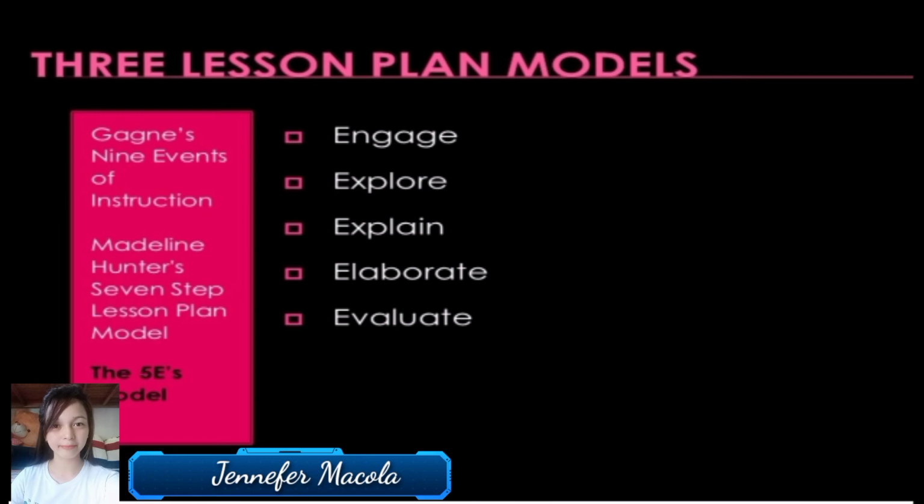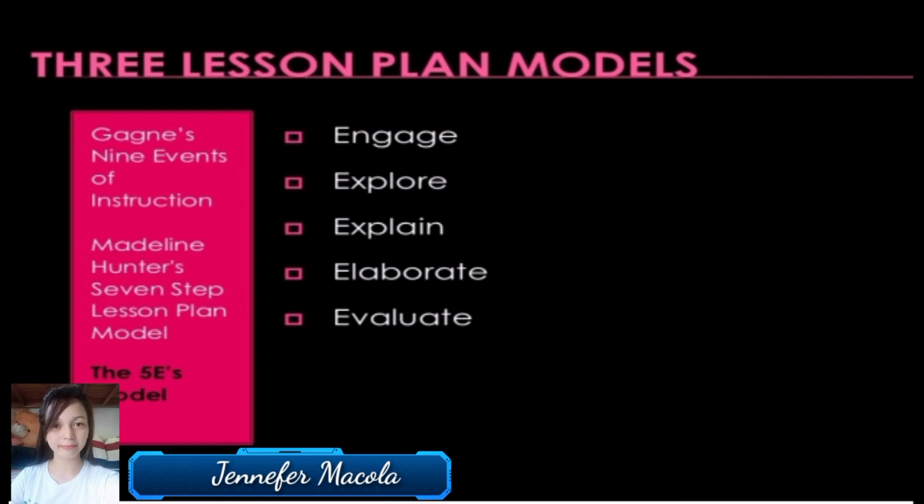Number 3, explain. Once they explore, students attempt to explain what they have learned and experienced with help from the teacher. In this phase, the teacher utilizes video, computer software, or other aids to boost understanding.